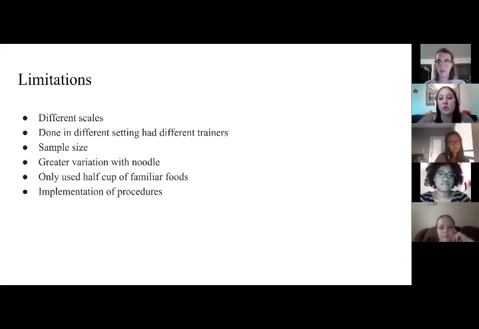Another limitation of our study is we only had 4 participants. Additionally, a limitation is only a half cup of familiar foods were used. So it could be deemed that participants showed less variability than those in the original study because participants were already familiar with what a half cup of food should look like, or they were familiar with the certain foods that were chosen for the study, meaning that we had a background previously in portion control, where participants in the original study did not appear to have such a background in portion control.